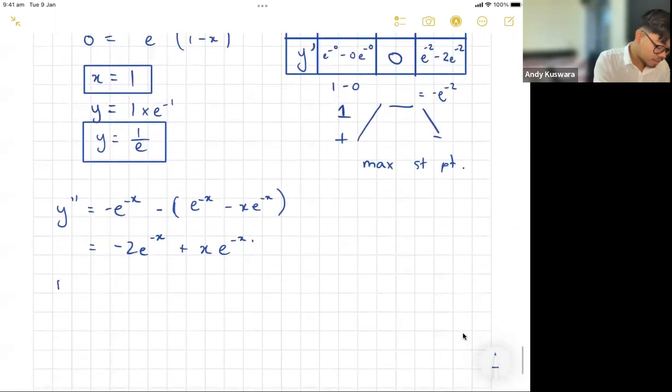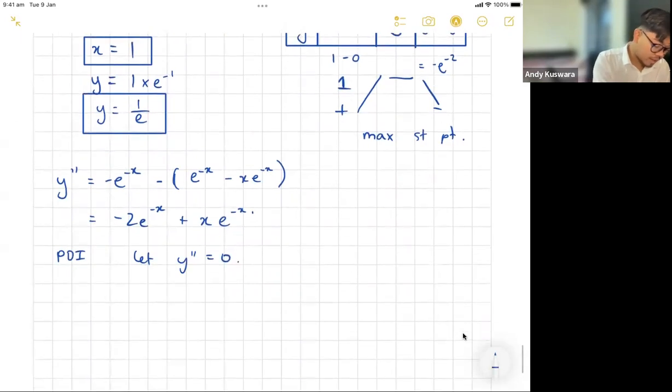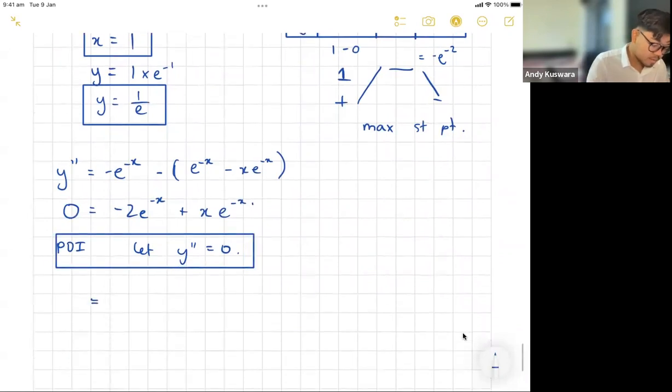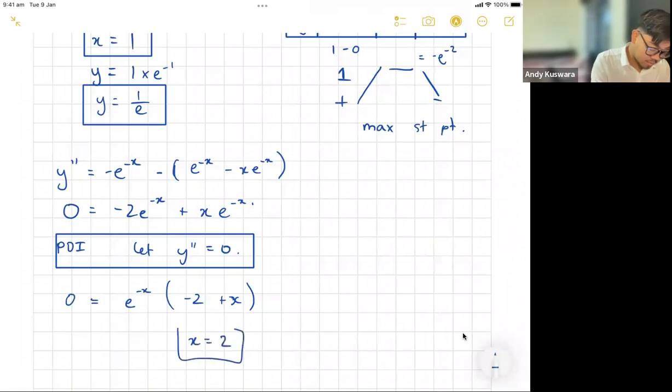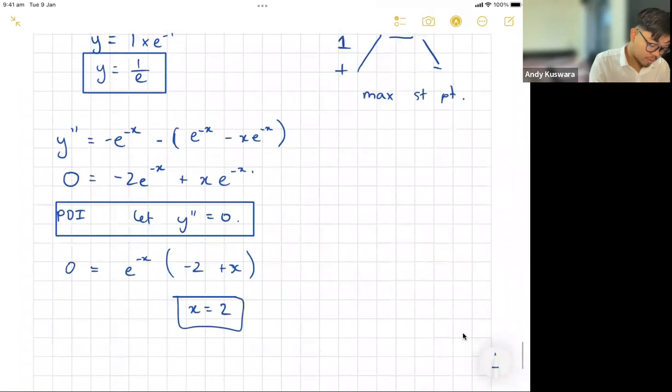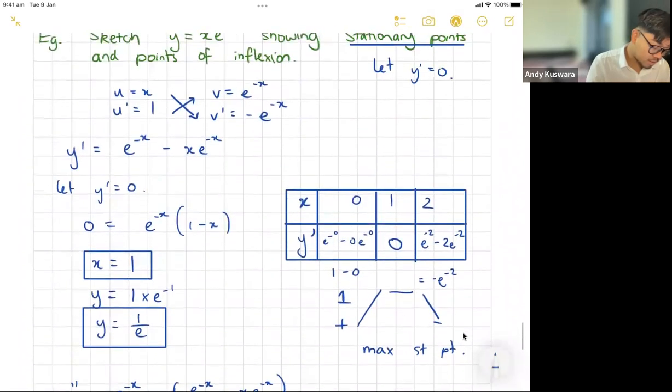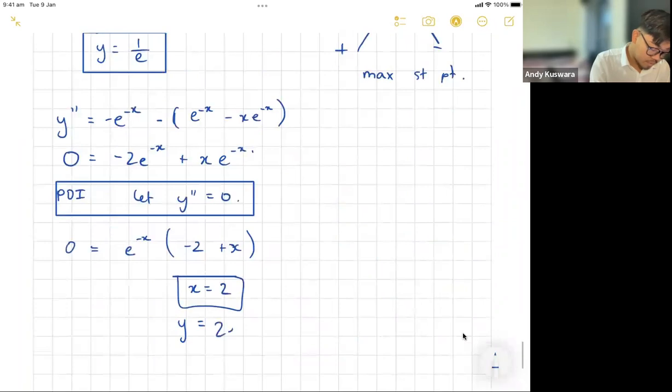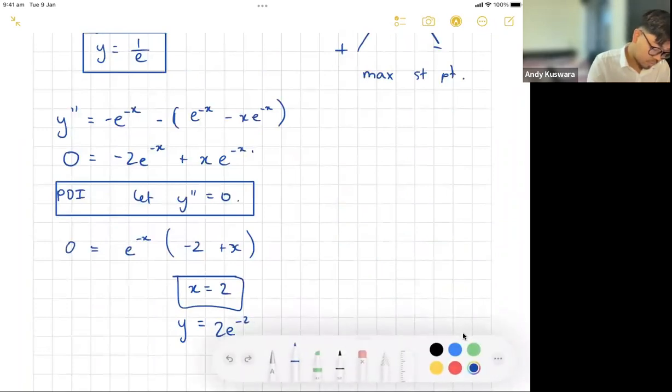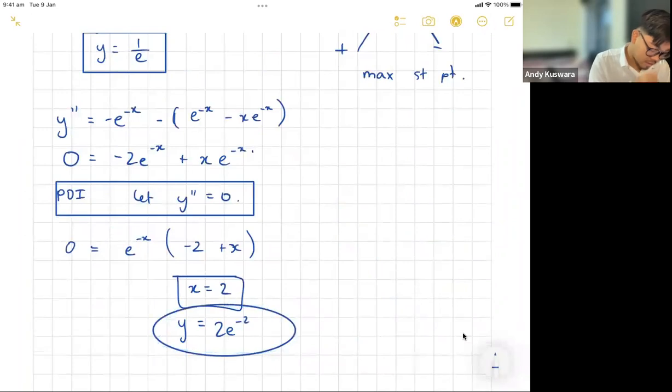How do you find your point of inflection? That y double dash equals 0. So we're going to let that equal to 0. Now solving here, I can see that e to the negative x is your common factor. So it's going to leave me with minus 2 plus x equals 0. And so I can see here that x would have to equal 2. And then to make it a point of inflection, x would be substituted back into the original. It just becomes 2e to the negative 2. So that there becomes your point of inflection.